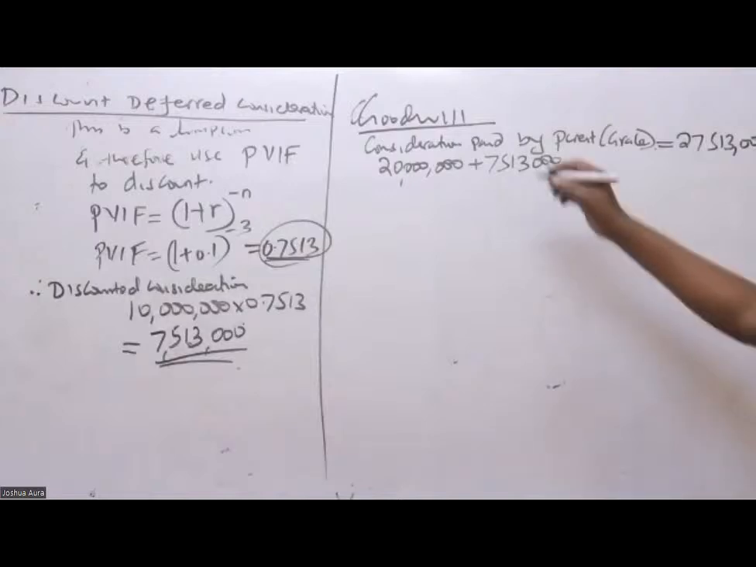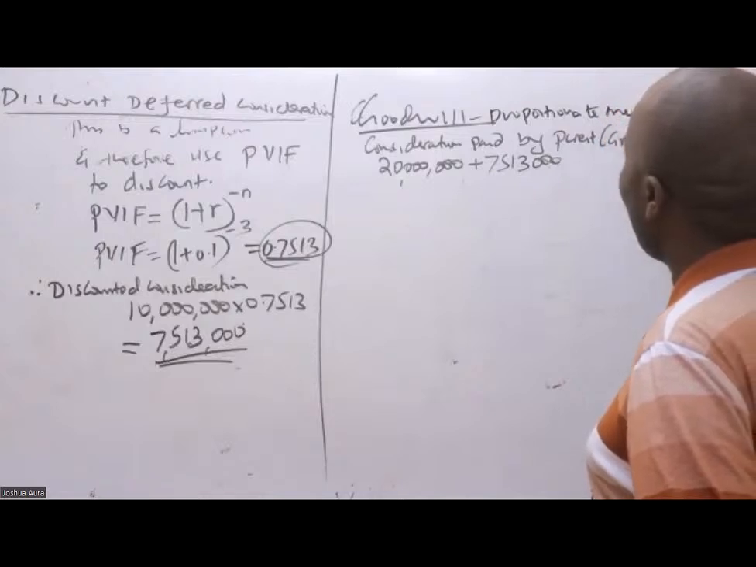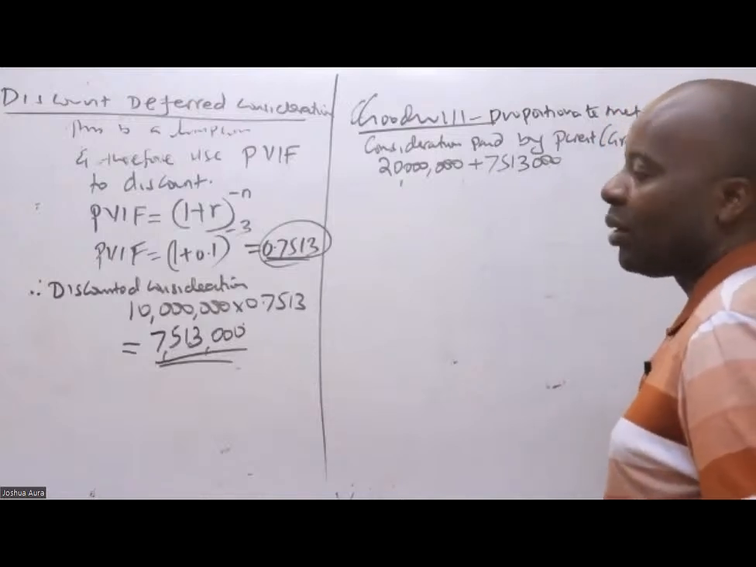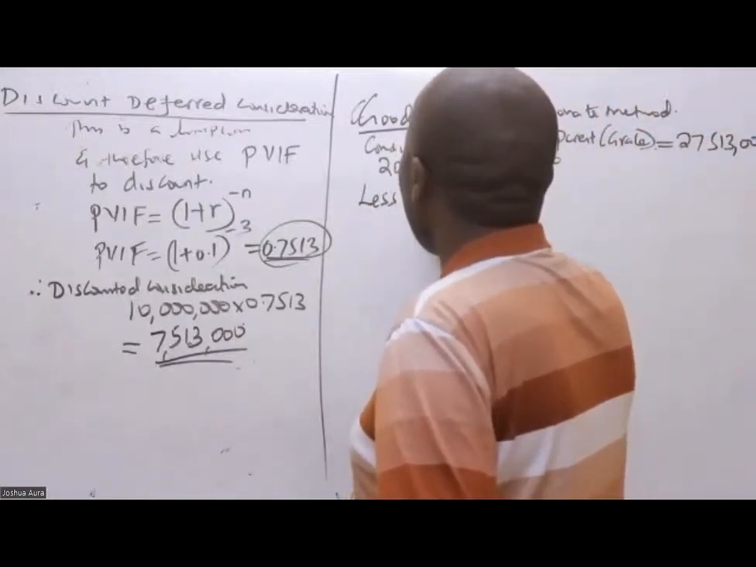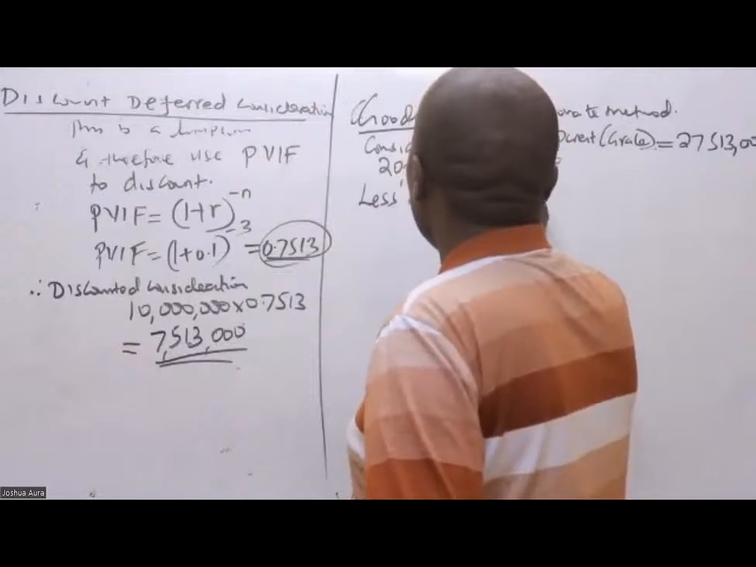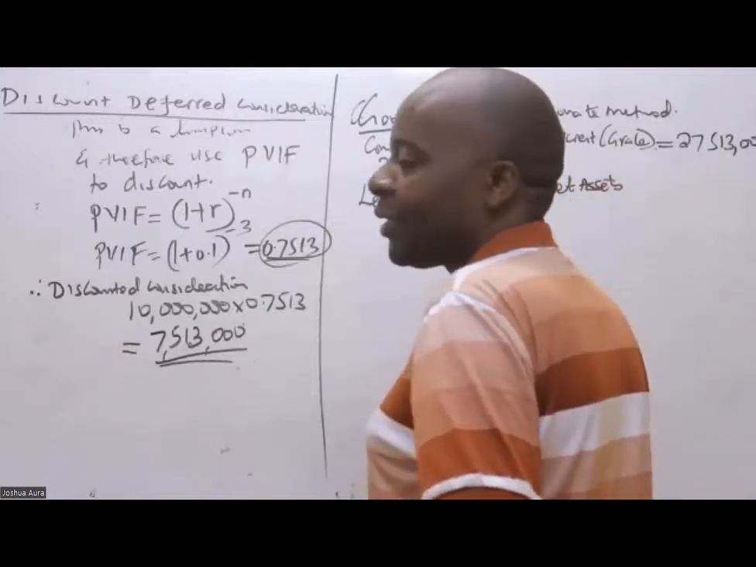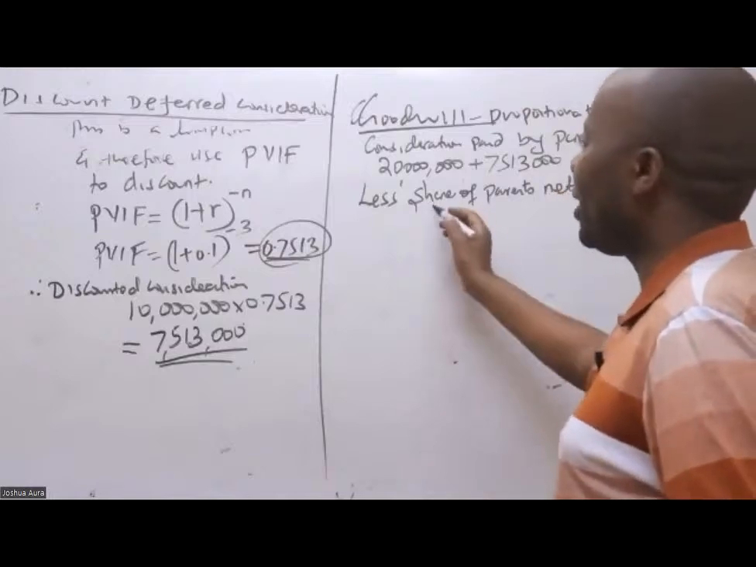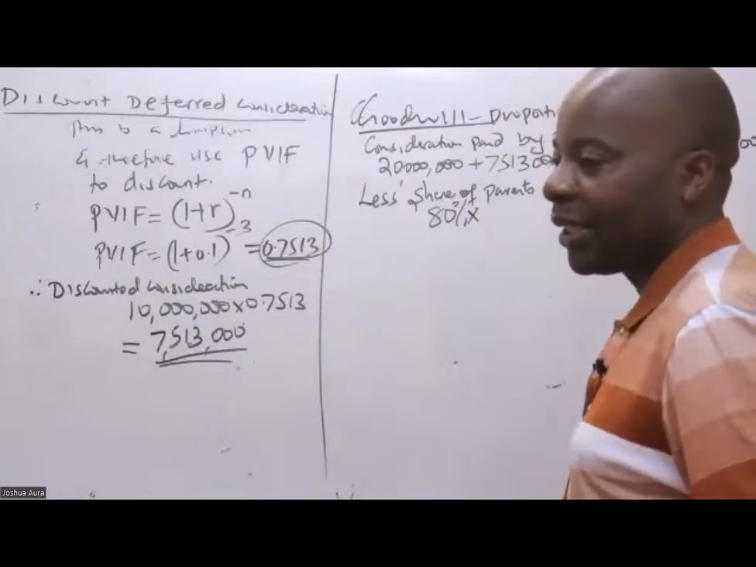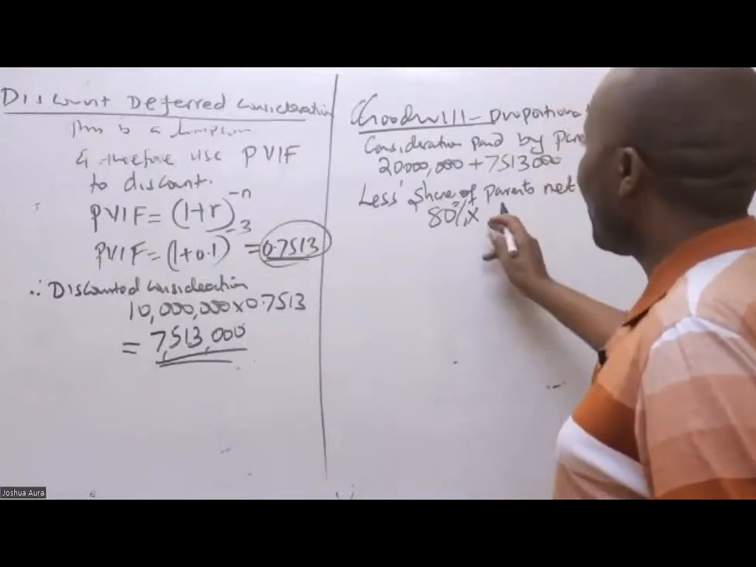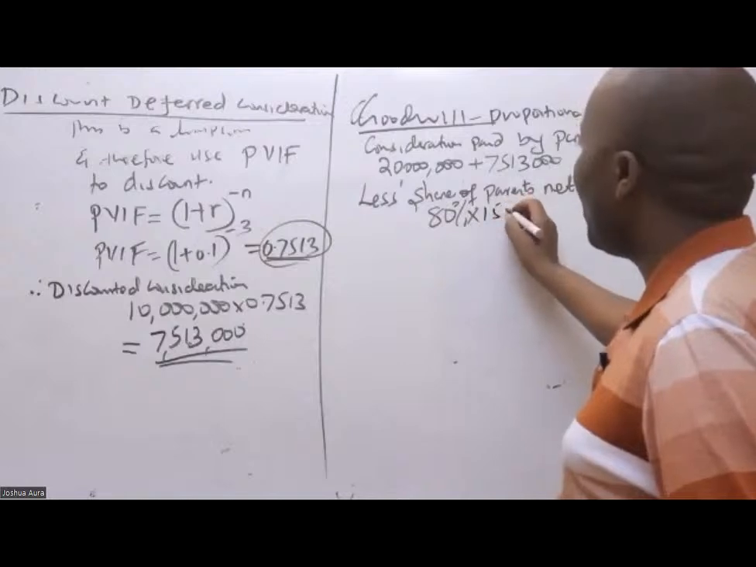Remember here, if it's the proportionate method, we are not bringing in anything to do with NCI, but we shall come here nonetheless. Share of parent's net assets. I can't remember very well, but I believe Grace bought 80%. Was it 80%? Grace bought 80%. So 80% of the net assets of the subsidiary, which were 15 million.